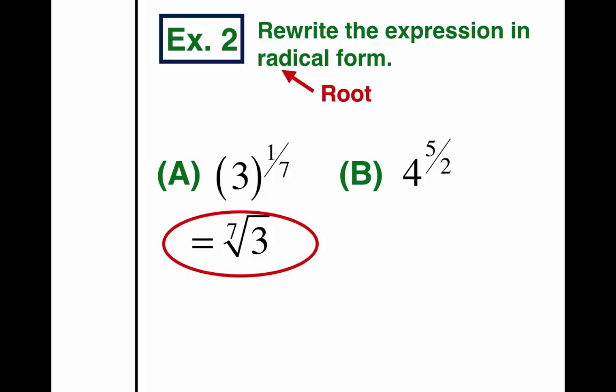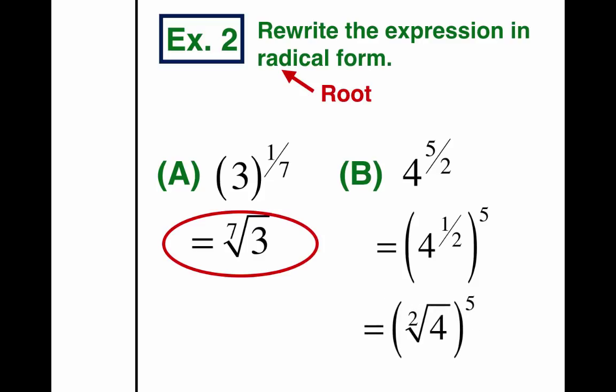Let's try B. 4 to the 5/2 power. Well, it's a fractional power, 4 to the 5/2, and we're going to rewrite it as a root. So 4 to the 5/2 is a little trickier. I have to think of it like this: 4 to the 1/2 times the 5th power. That helps me rewrite this a bit. So rewriting it as a root, 4 to the 1/2 is like the second root of 4 to the 5th power, or just regular square root of 4 to the 5th power. That's our rewritten answer. See how we did that?